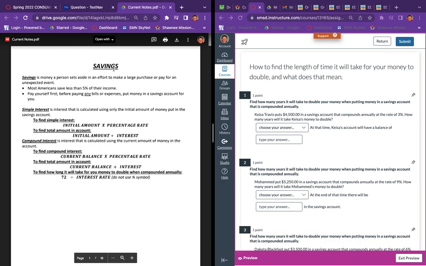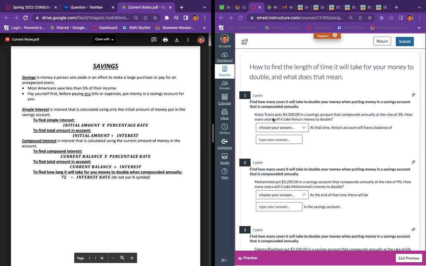And on the very first page of the notes, the very last entry says, to find how long it will take for your money to double when compounded annually, the expression is 72 divided by the interest rate, and do not use the percent symbol when you calculate that. So 72 divided by the interest rate.